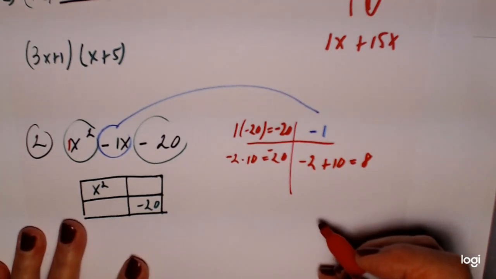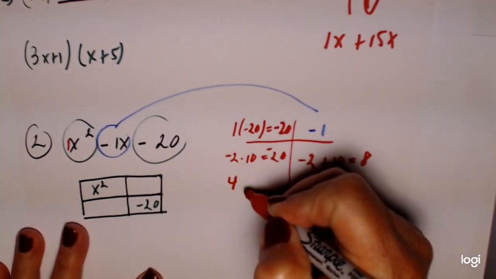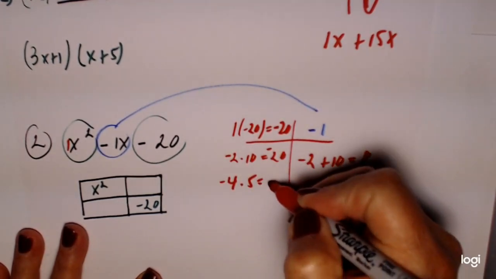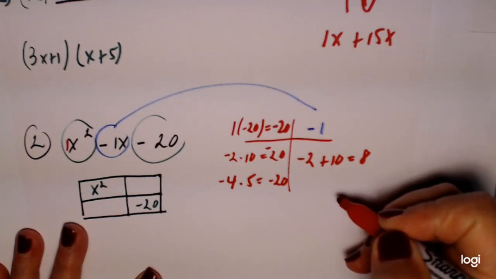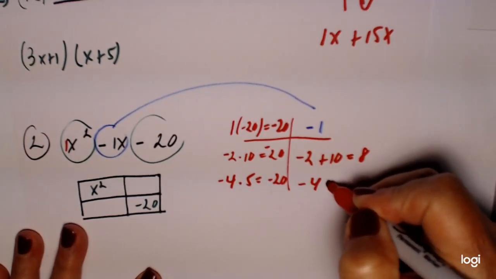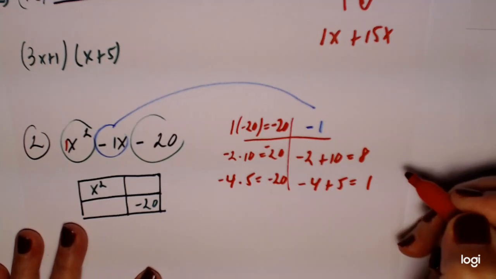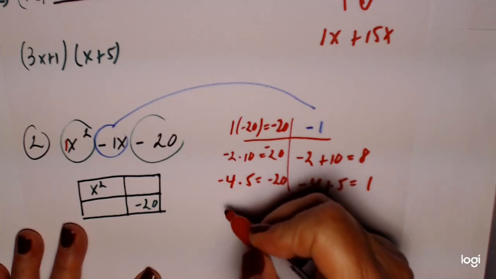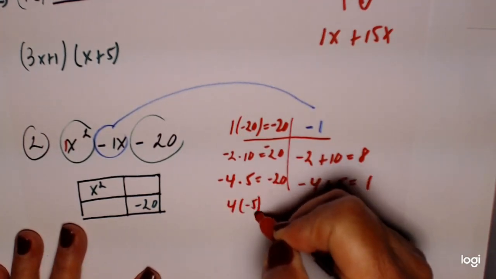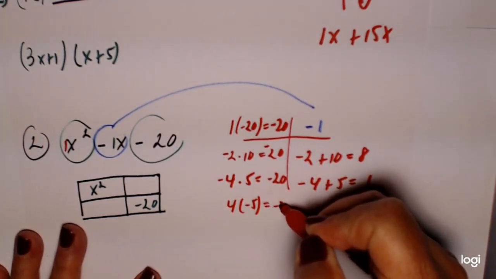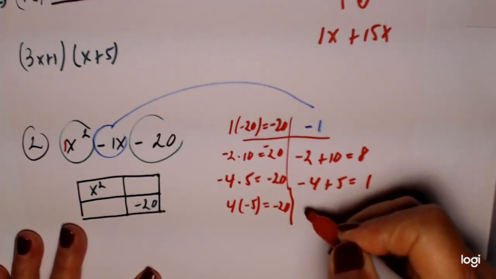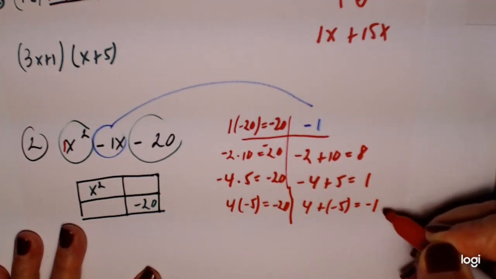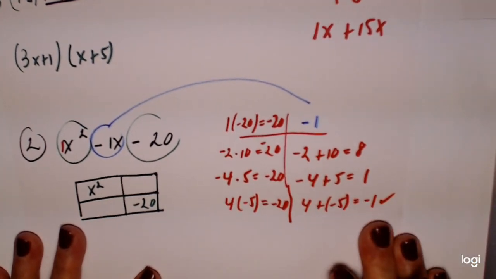Other factors, we could do 4 and 5. So let's do negative 4 times 5. That gives us negative 20. And then negative 4 plus 5 gives us positive 1. Close, but we need negative 1. So let's switch up the signs here. 4 and negative 5. 4 times negative 5 is negative 20. So that works. And then 4 plus negative 5 gives us the negative 1. So that's the pair we want.